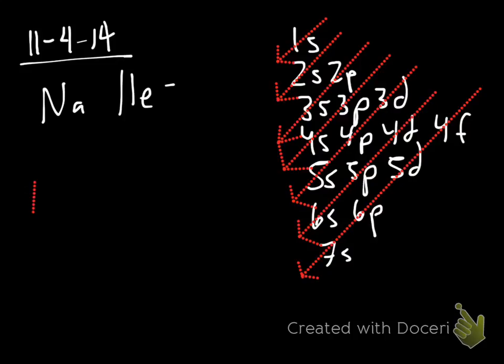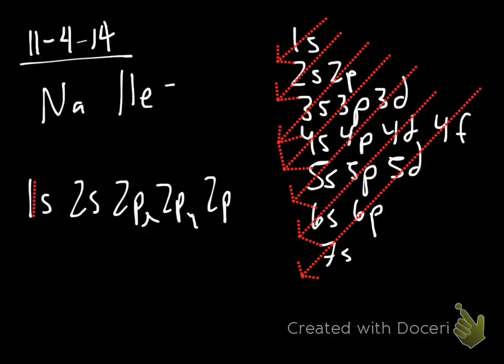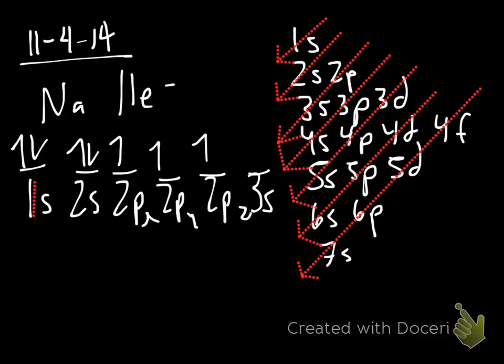And you guys all remembered that 1s, 2s, 2px, 2py, 2pz. And sodium also has one out there on the 3s. So 1, 2, 3, 4, 5, 6, 7, 8, 9, 10, 11. You guys did a great job.